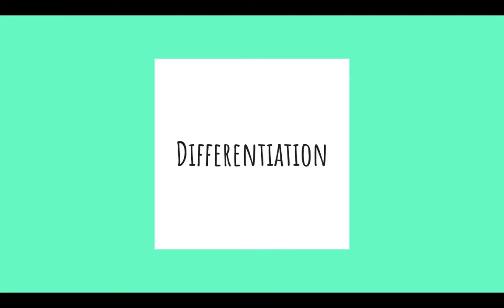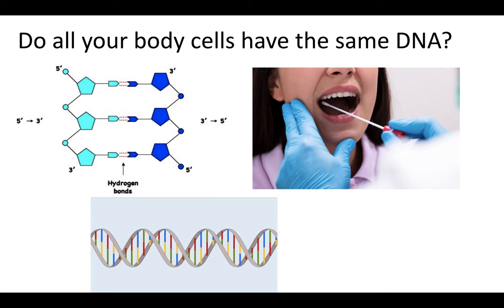Next section is differentiation. The question is, do all your body cells have the same DNA? The answer is yes, with the exception of your sperm or your eggs. Those are made in a process called meiosis, and they're genetically unique. But any of your body cells will have the same DNA.